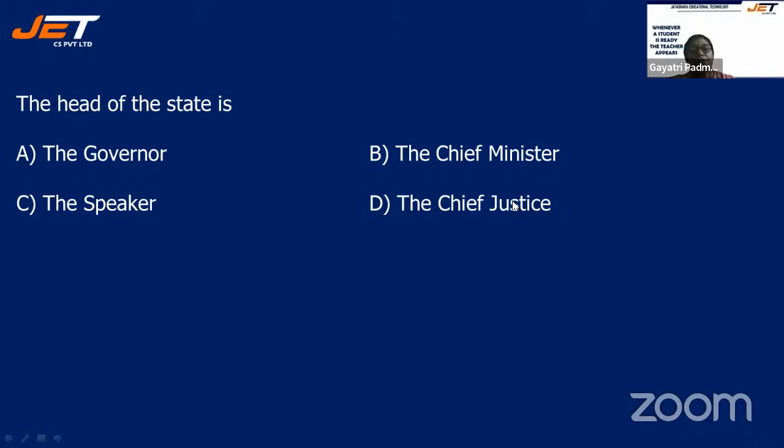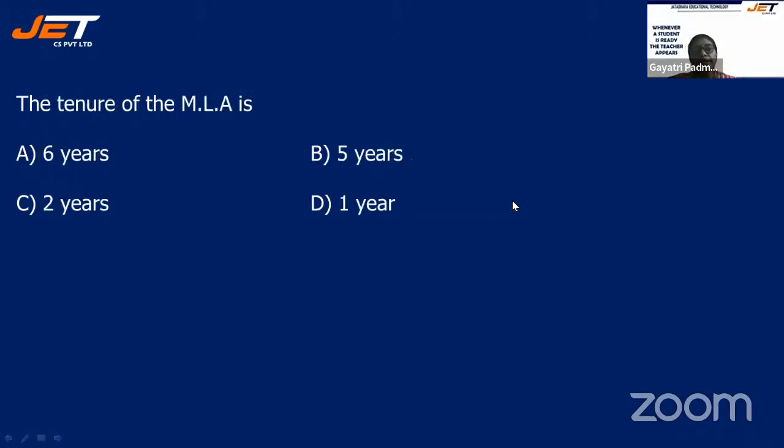Who is the head of the state? Governor, chief minister, the speaker, or the chief justice? Let's see the answer. It is the governor. The tenure of the MLA is dash years. 6 years, 5 years, 2 years, or 1 year?